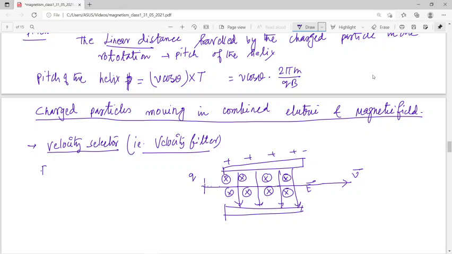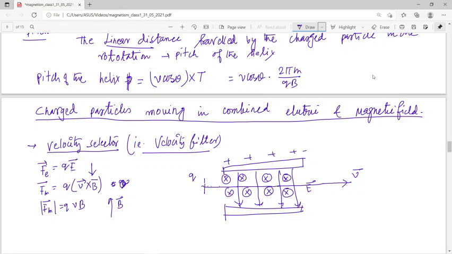We know that if an electric field exists there should be a force, which is qE, and the force on the particle acts downwards. There is also the force due to the magnetic field, which is q v cross B, and v and B are perpendicular to each other. The magnitude of the force is qvB, and this force deflects the particle in the upward direction.